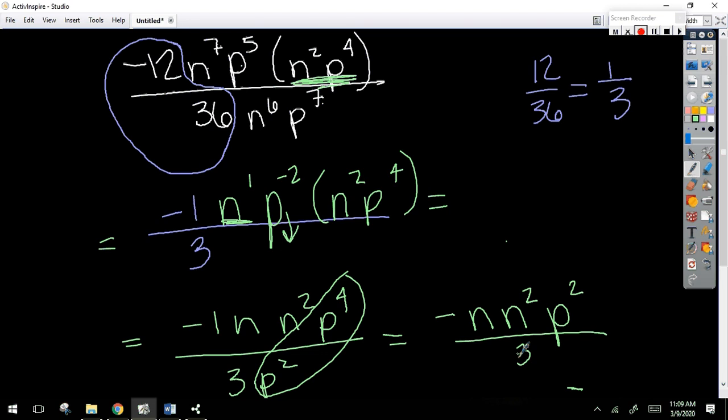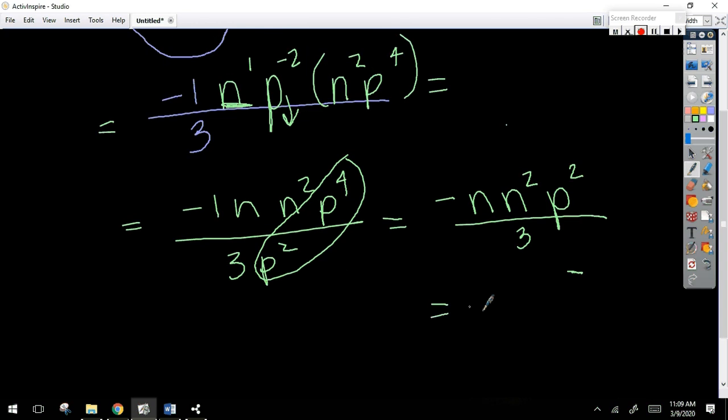Am I done? No. Why? Combine like terms. So maybe you did this a different way, but you should have come back to the exact same answer. What if I were negative 1? Yeah, let's do one more.